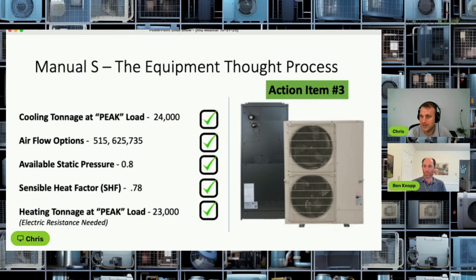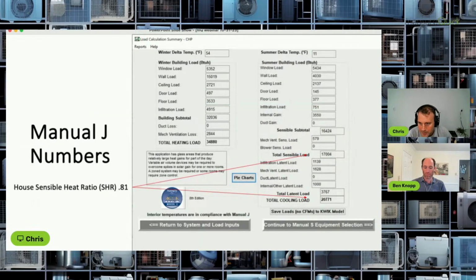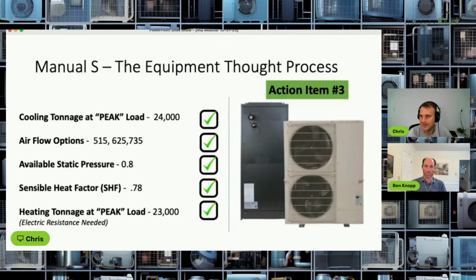And so the cooling tonnage at peak load that this equipment is capable of is 24,000 BTUs, which is more capacity than what's on the load count, right? Because we're at 20,771, right? So we've got some airflow options. We've got available static pressure that the equipment can produce. But look at the sensible heat factor of the evaporator on this unit. It's at 0.78. That's a huge win, right?